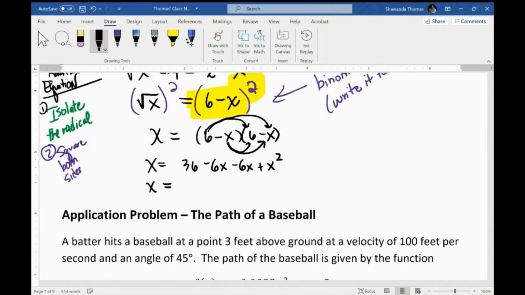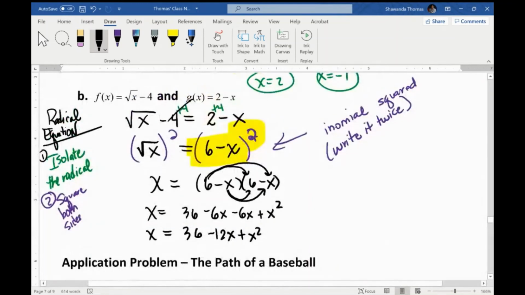So just rewrite x on the left side. On the right side, we have 36. What would you write next? Minus 12x. Minus 12x plus x squared. All right, as y'all can see, this is no longer a radical problem. So I'm gonna erase this part. Go to the right over here.